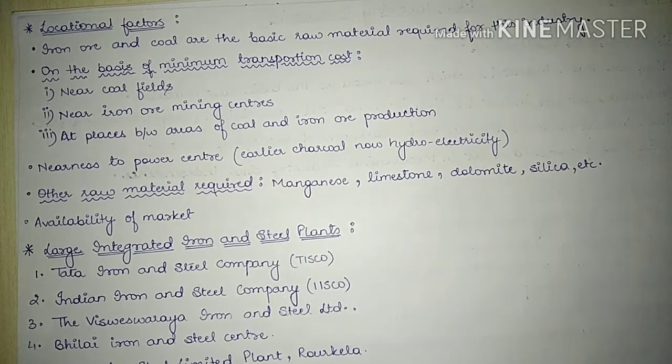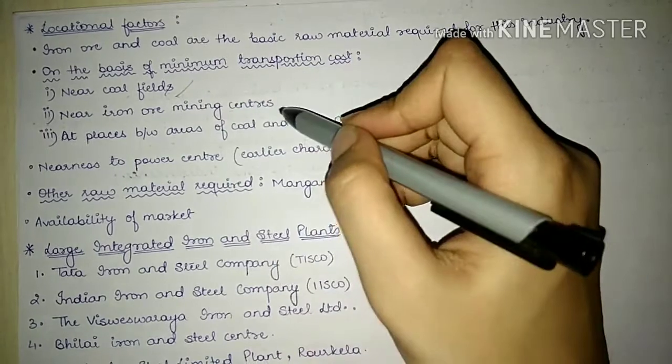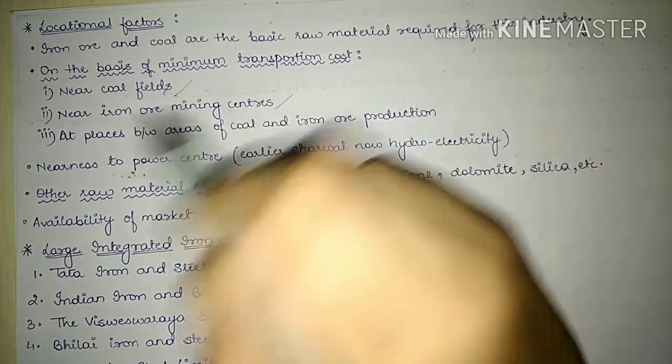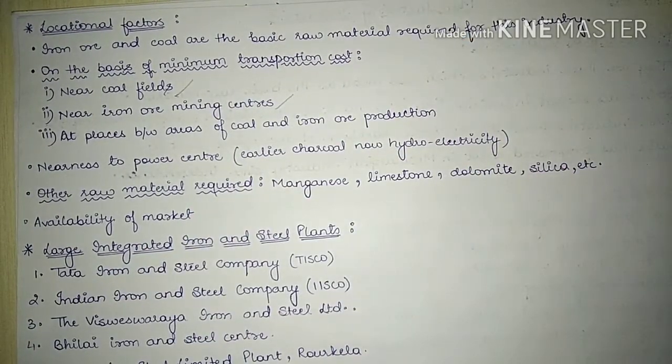After that, it should be near the mining centers of iron, so it should be near iron ore mining centers. So first it should be near the coal field as well as near the iron ore mining centers. So we can see it should be the place which is between the areas of coal and iron production.